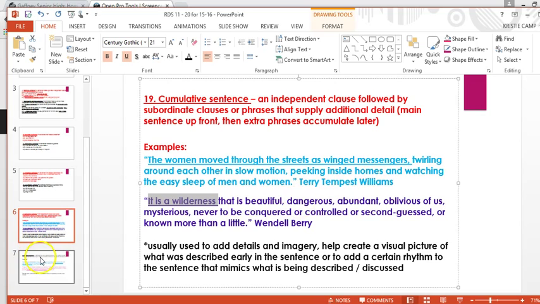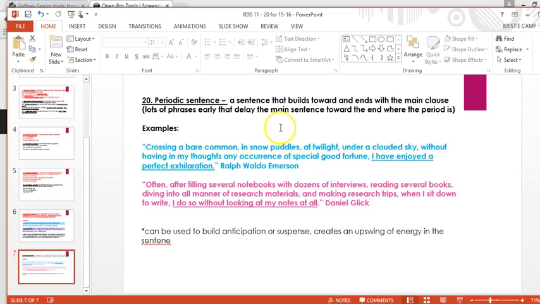Right, the opposite of that is number 20. Number 20 is a periodic sentence, and that's a sentence that builds toward and ends with the main clause. You leave the independent clause, the main sentence, at the end of the sentence. You have lots of phrases early on, maybe even dependent clauses, that build toward that last sentence. For example, from my boy, Ralph Waldo Emerson: crossing a bare common in snow puddles at twilight under a clouded sky, without having in my thoughts any occurrence of special good fortune, I have enjoyed a perfect exhilaration. Here's your main sentence, and he gives you all this description at the beginning.